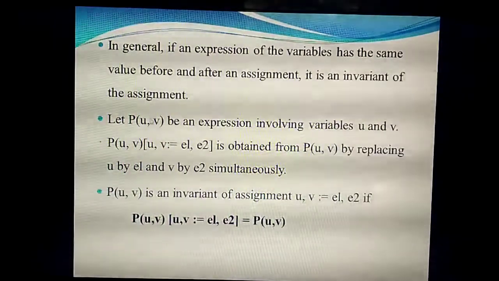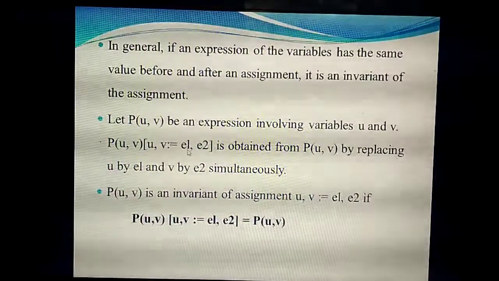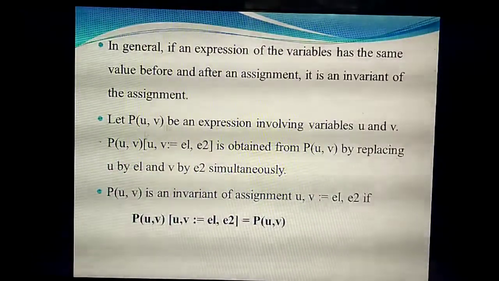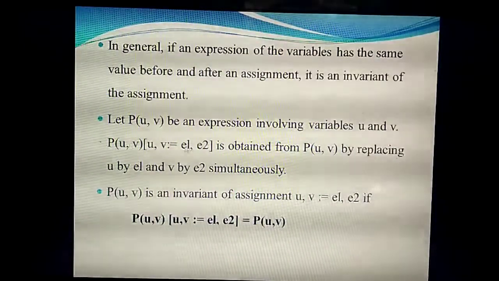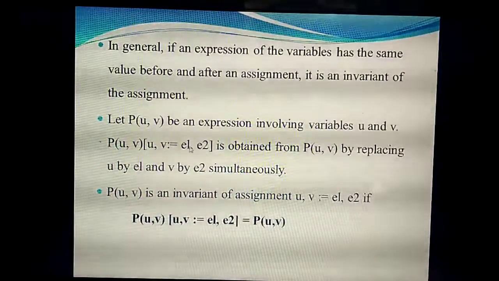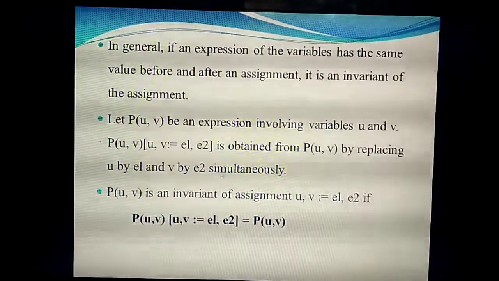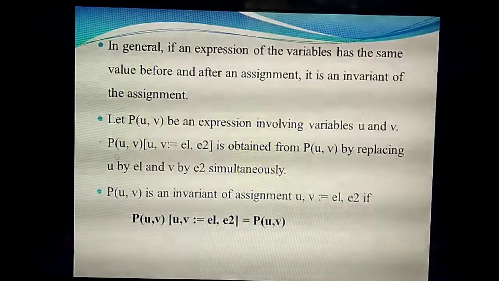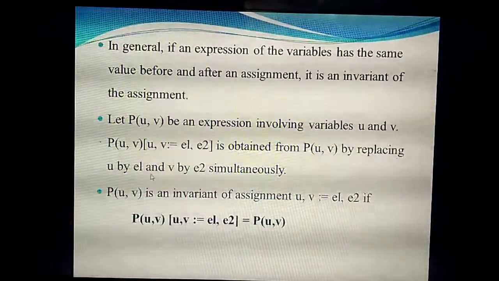So you are going to replace the values of U and V in P of U comma V with two values E1 and E2. Substitute here: P of U comma V, this is the format, U comma V you are going to change to E1 comma E2. So how will you get the answer of P of U comma V? By replacing the values of U and V with E1 and E2.